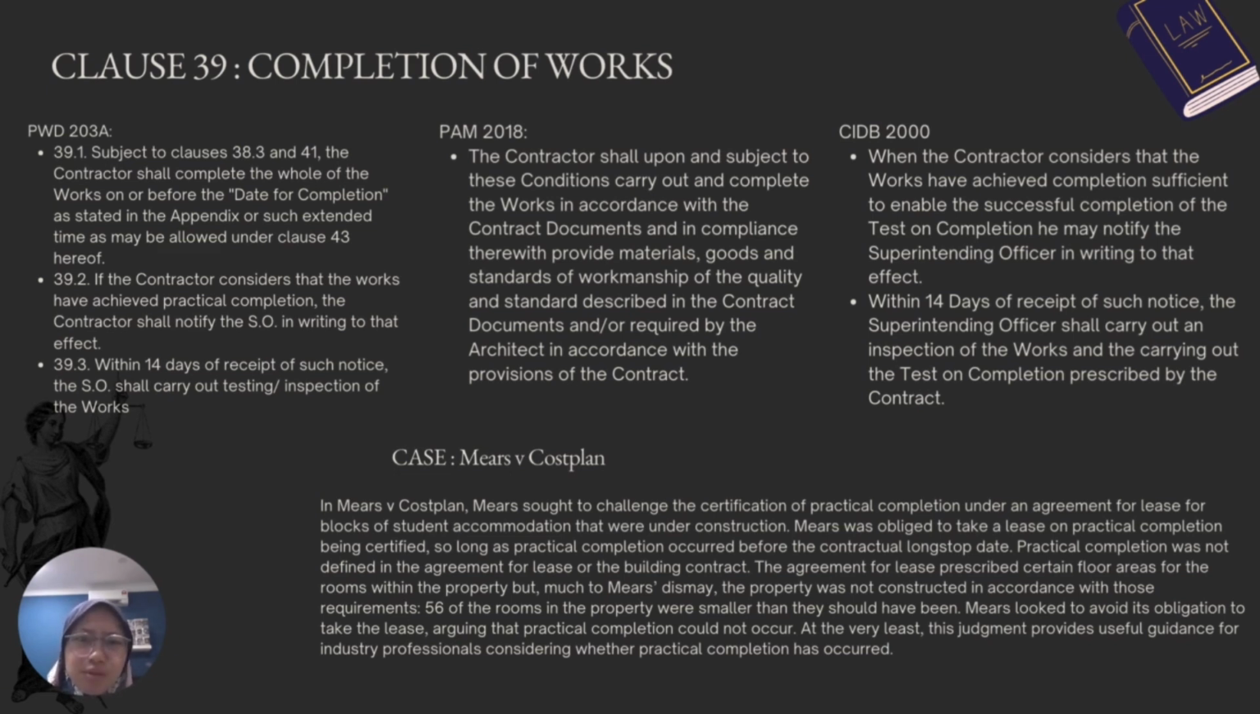For CIDB 2000, when the contractor considers that the work has achieved completion sufficient to enable the successful completion of the test on completion, he may notify the superintending officer in writing to that effect. Within 14 days of receipt of such notice, the superintending officer shall carry out an inspection of the work and carry out the test on completion prescribed by the contract.